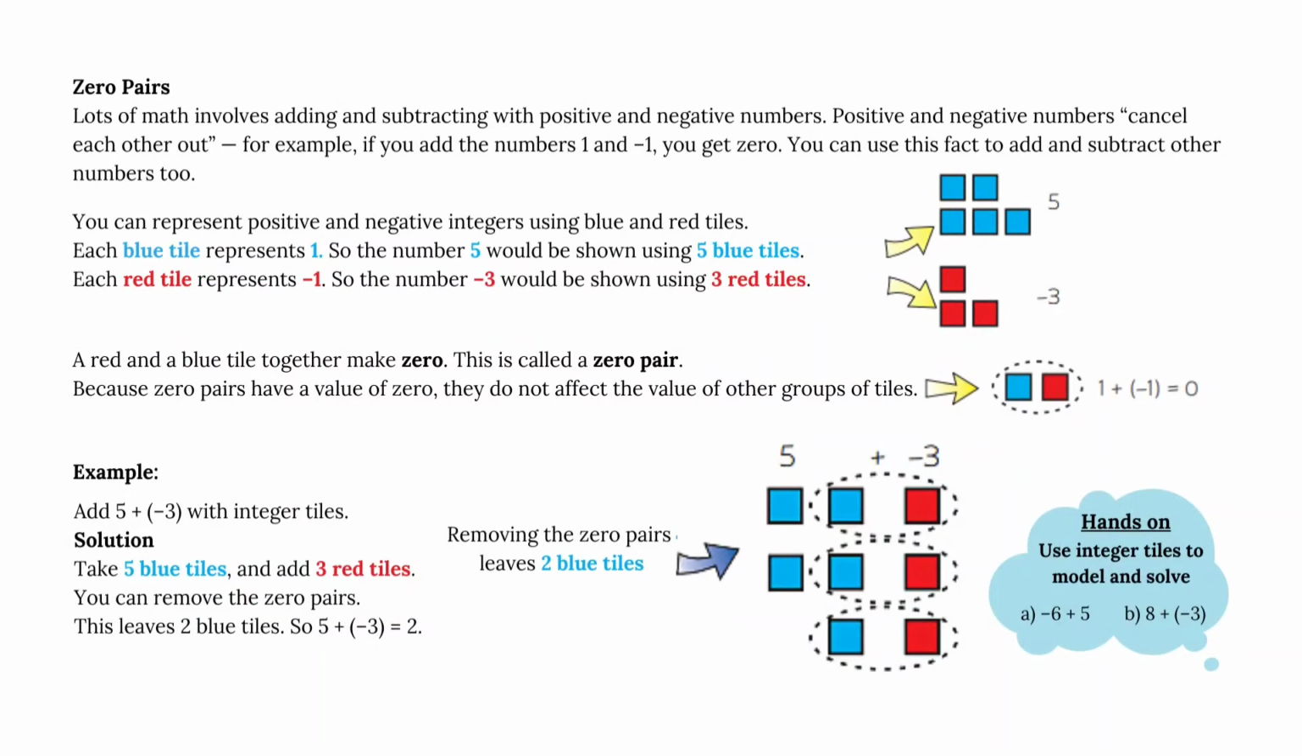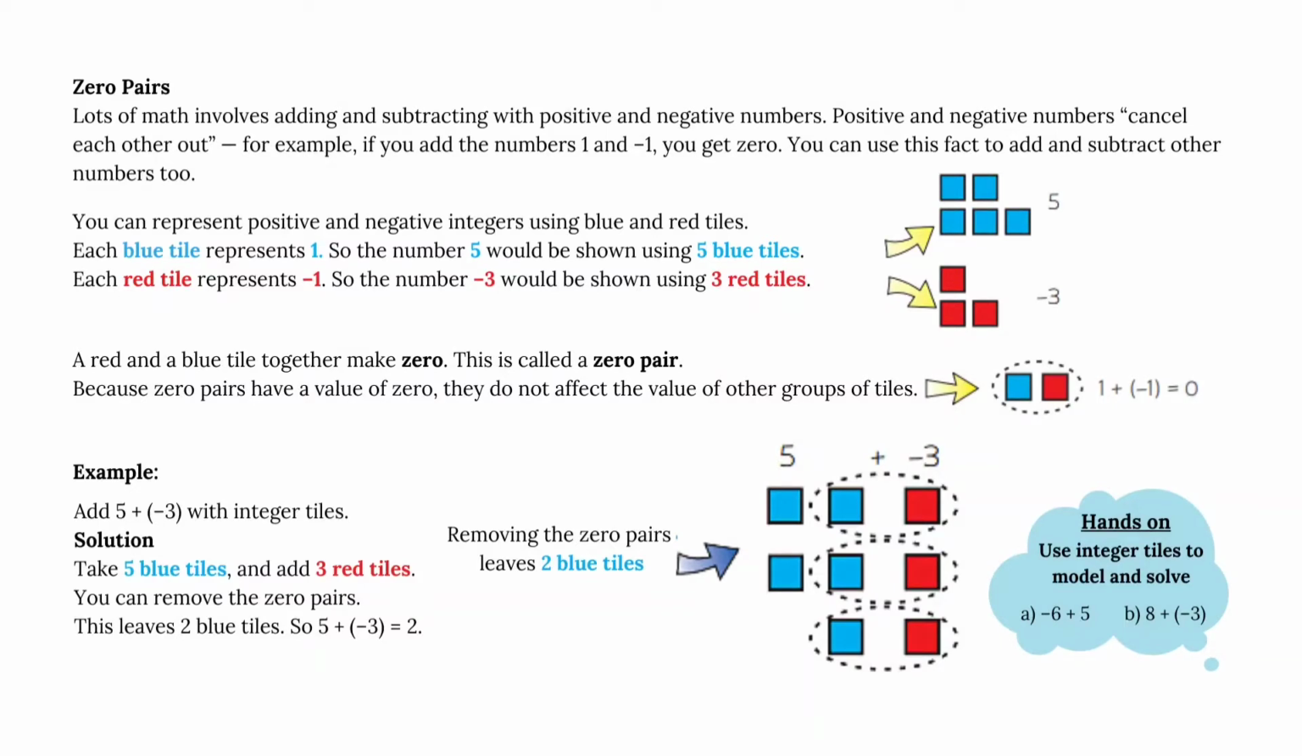A red and a blue tile together make 0. This is called a zero pair because zero pairs have a value of 0. They do not affect the value of the other groups of tiles, as you can see in the given example. Now let's check a few more examples.